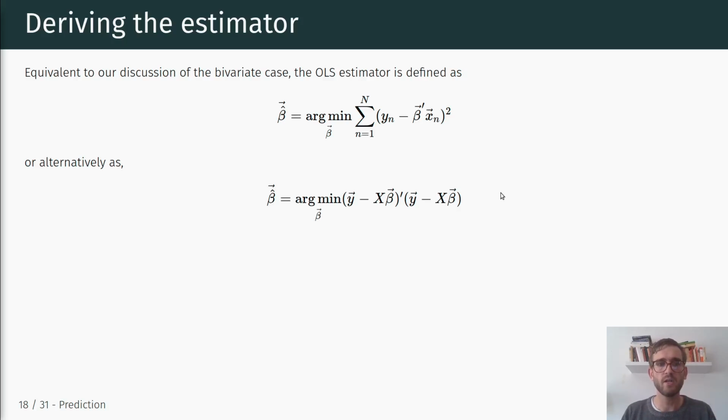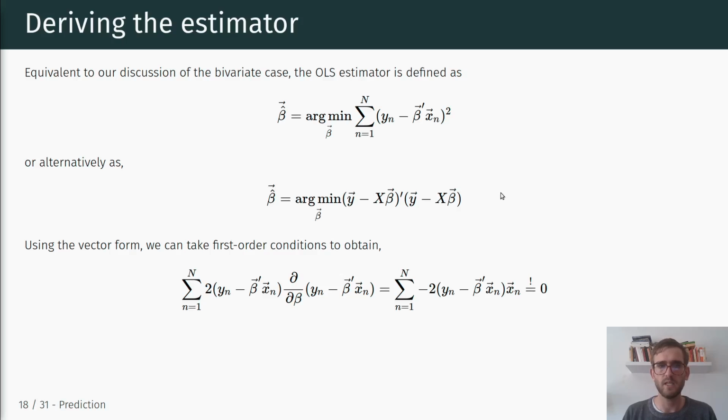If you're unsure, maybe go through this using a minimal example of like 3 observations and 2 parameters, and just multiply out those matrix multiplications, and then you'll see that you'll end up with the same result. It's just a different representation of the underlying model.